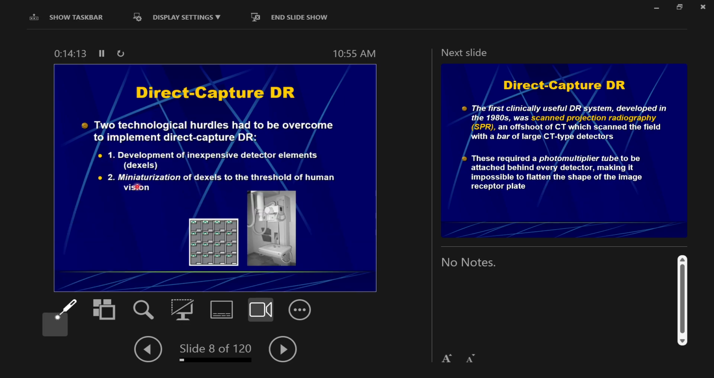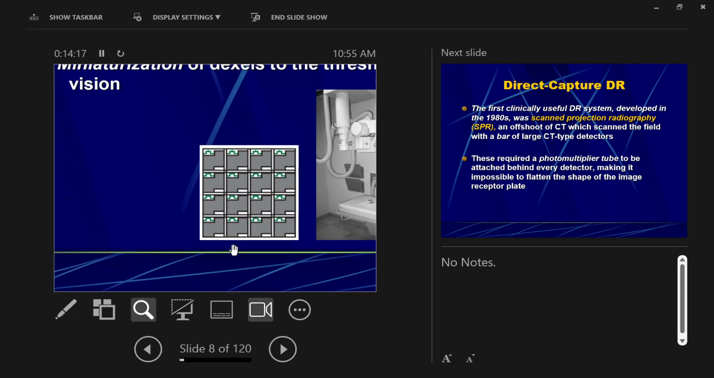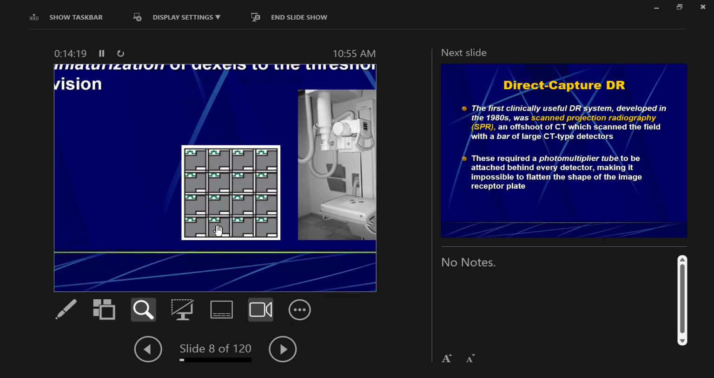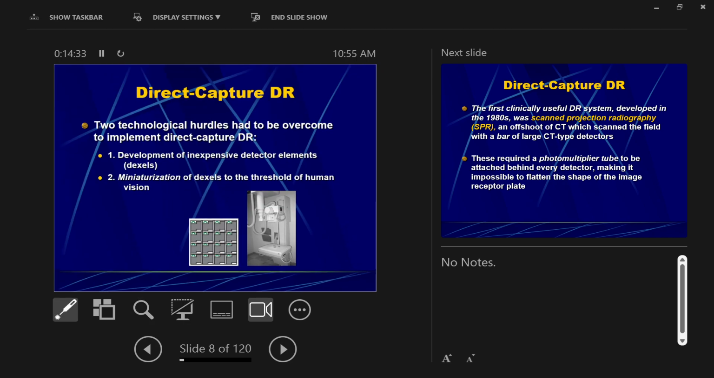In DR, basically what you have is, let me zoom in on this for just a moment. Basically what you have is a plate, and that plate consists of a matrix, a grid of tiny little squares that detect radiation, okay? So that's the representation of the matrix, or the active matrix array.